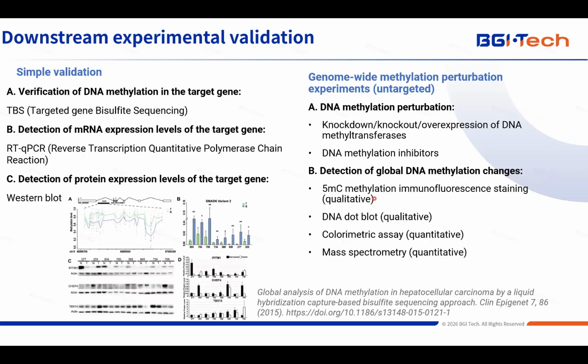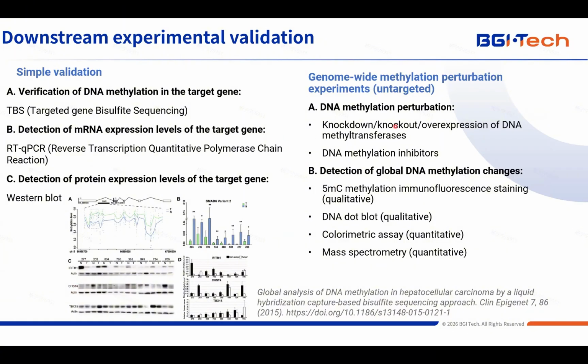And let's go to the final part, the results validation part. The methods of verification of demethylation include target gene demethylation sequencing or TBS technology. And we can also use qPCR technology to detect the mRNA expression level of the target genes. And we can also use Western blot to confirm the protein expression.